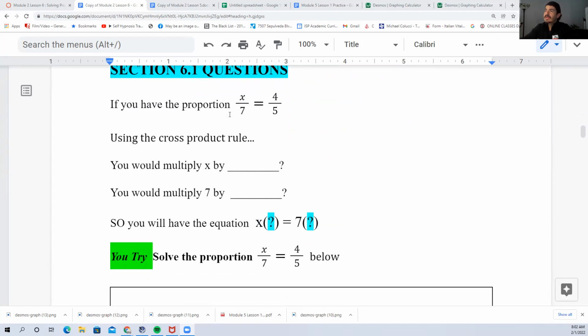Anyway, so here we go. Here's some questions for you. Using the cross product rule, you would multiply x by what? Well, I would multiply x by the denominator of the proportion on the opposite side of the equal sign. That would be 5. You would multiply 7 by what? That would be 4. So you would end up with 5x times 7 times 4. Right? And here we go. They're going to ask us to solve it.